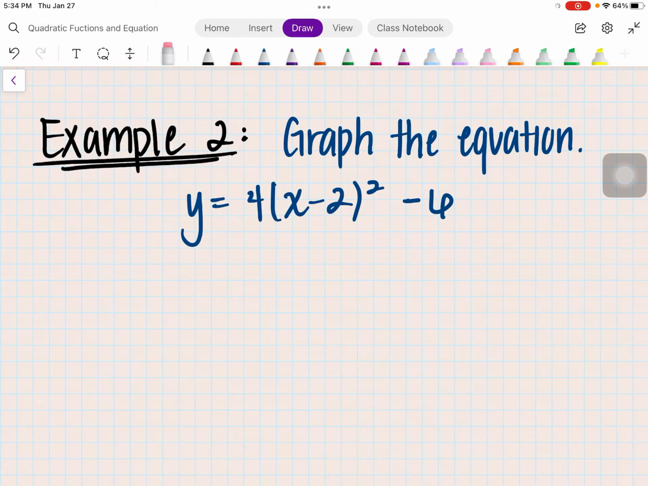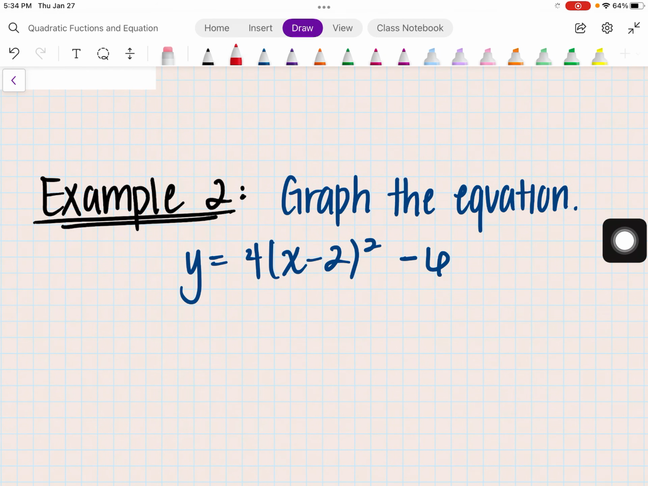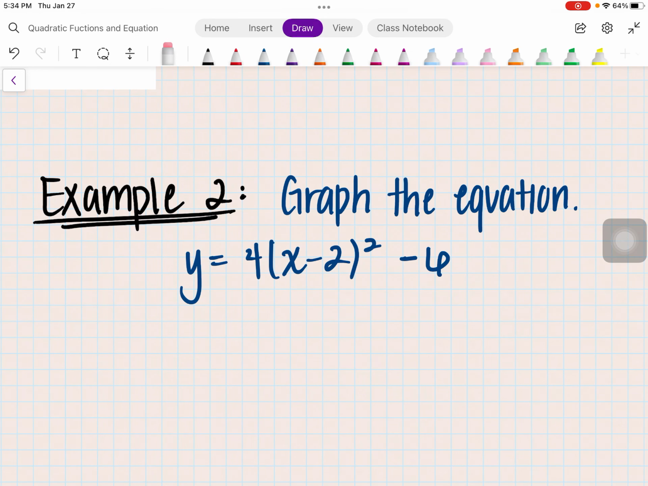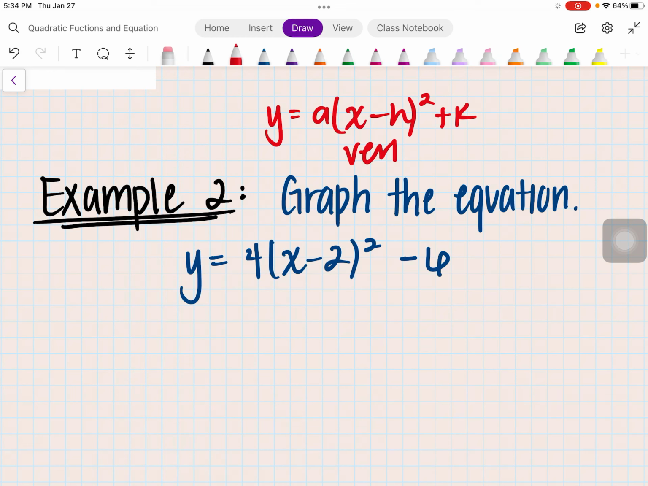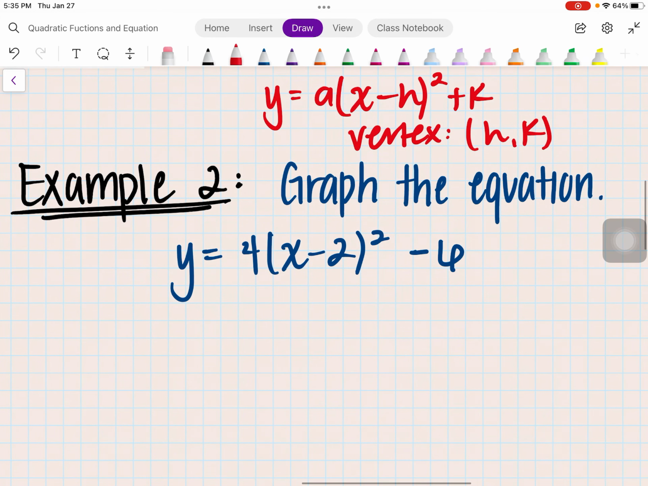All right, you guys, so let's go ahead and get started here with example 2. I did explain yesterday how we do have a formula in this case for vertex form, and it's as follows: y equals a times (x minus h) squared plus k, where in this case our vertex is the point (h, k).